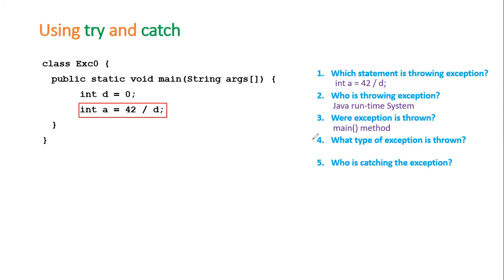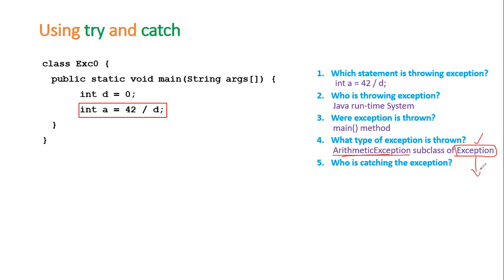What type of exception is thrown, students? Arithmetic exception. Very good. It is going to throw an exception called arithmetic exception. All exceptions are subclasses of exception. Arithmetic exception, and there are several other exceptions, are all subclasses of exception.